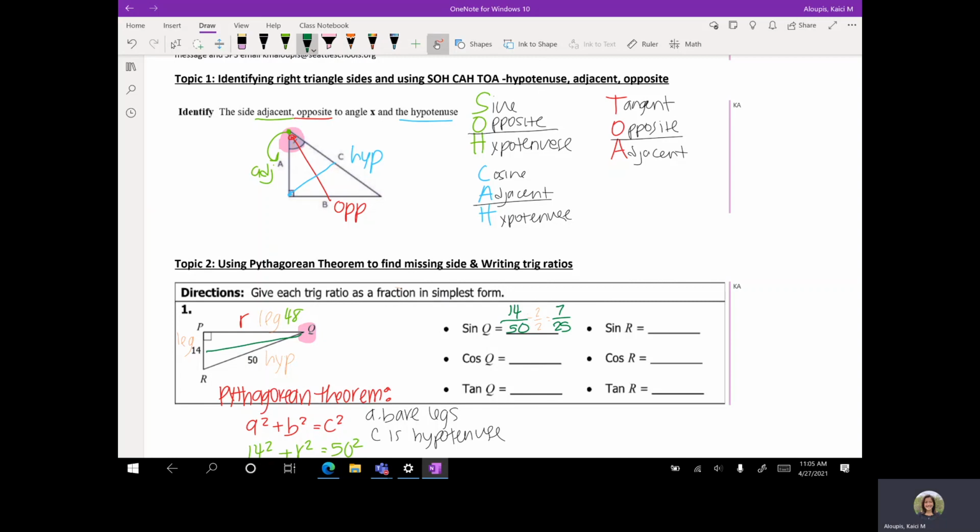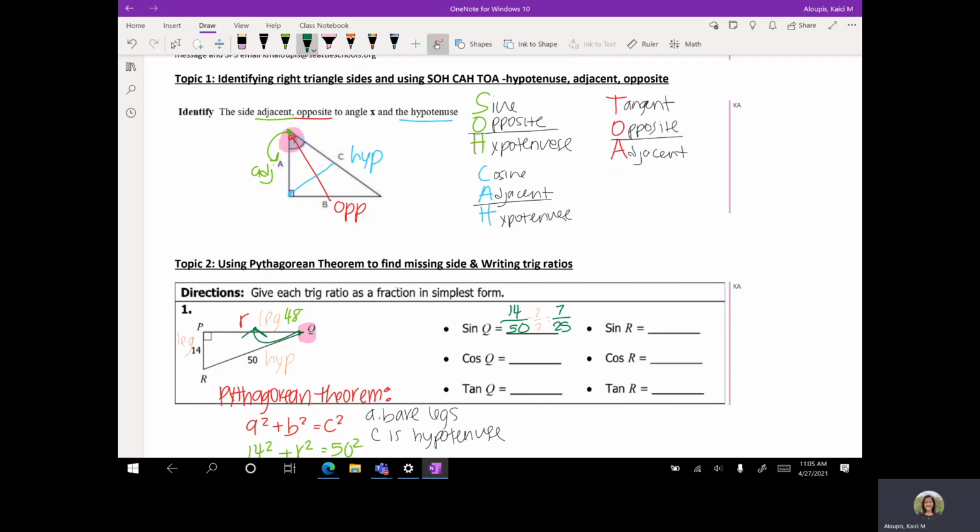All right. Now, if we're asked to find the cosine of Q, well, cosine is adjacent over the hypotenuse. So from my angle Q, the side that is adjacent to angle Q is this side over here. This is my adjacent side. This side is adjacent because it's the one next to my angle Q and it's not the hypotenuse.